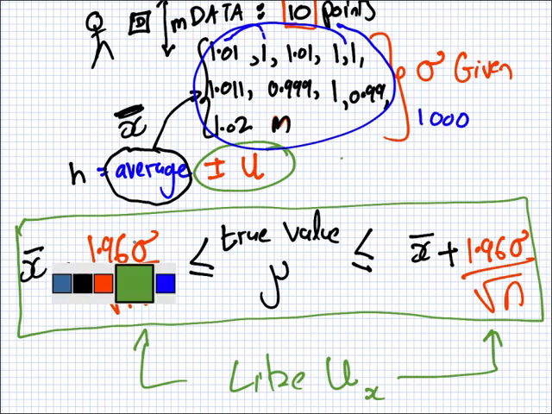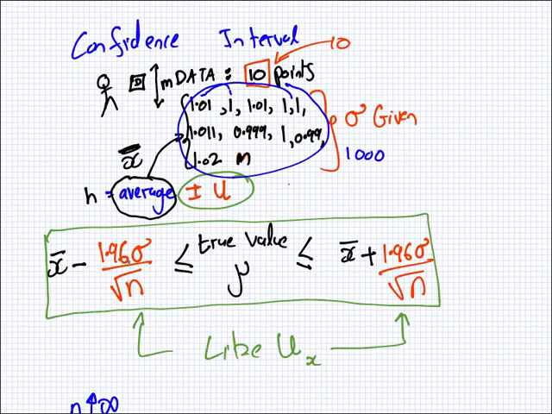Some books don't write 1.96. They just write 2 because it's just easier. Like 9.81, yeah, 10. It's just easier. And some books don't even use 1.96. So this is the only formula for today's lesson.